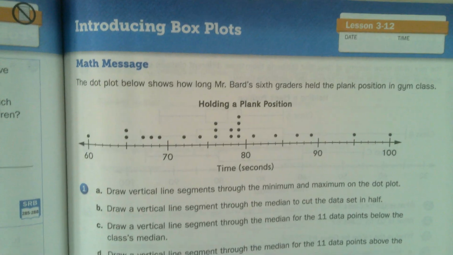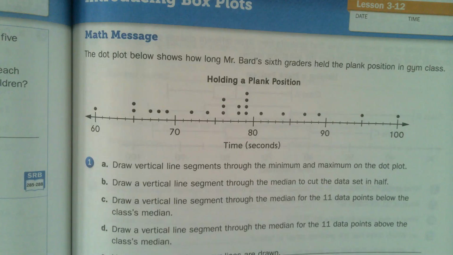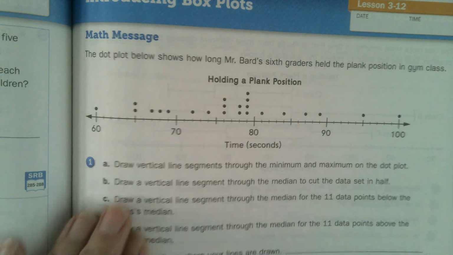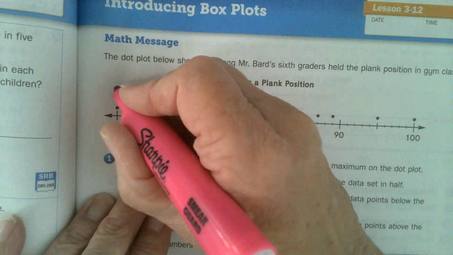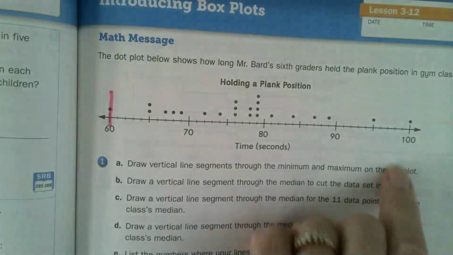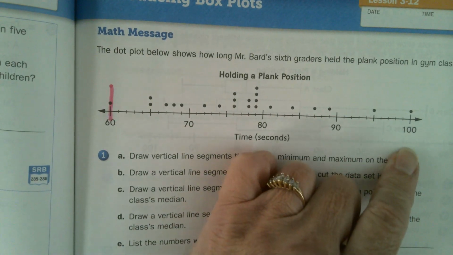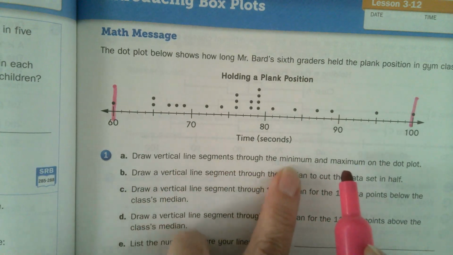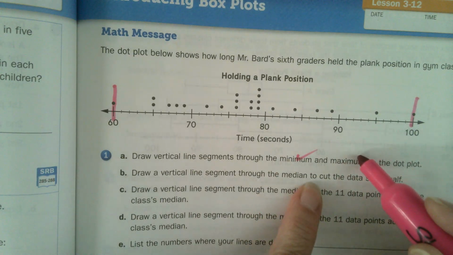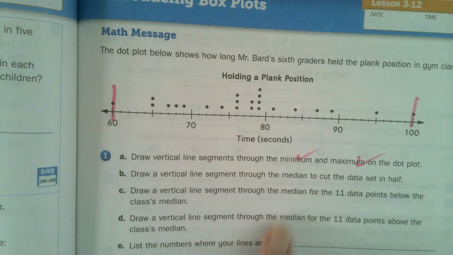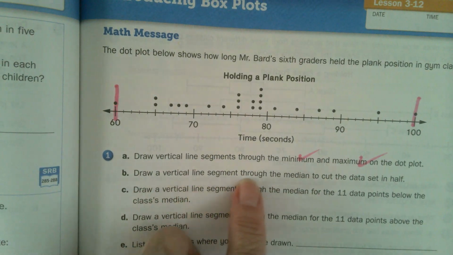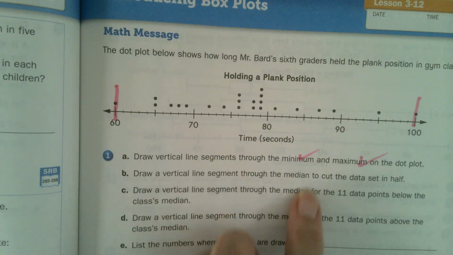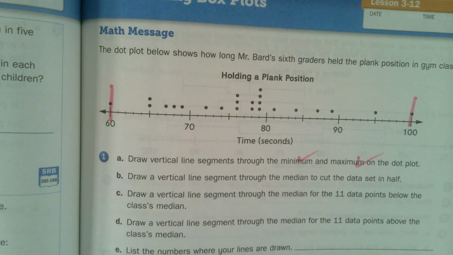We'll have to see. Okay, draw a vertical line through the minimum and the maximum. Okay, so our minimum, our smallest number with a dot over it is a 60. So draw a line over it. Our largest number is 100. So draw a vertical line segment through the minimum and the maximum. Everybody got that? Good. Draw a vertical line segment through the median. The median is the middle dot.